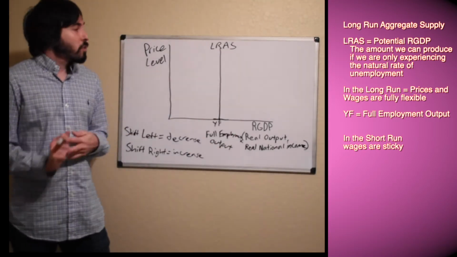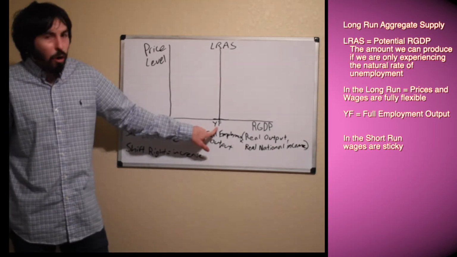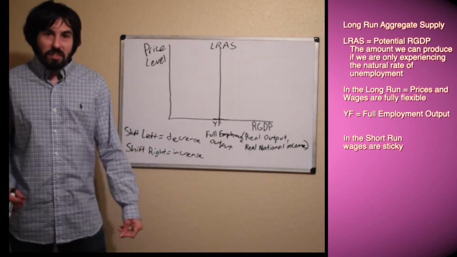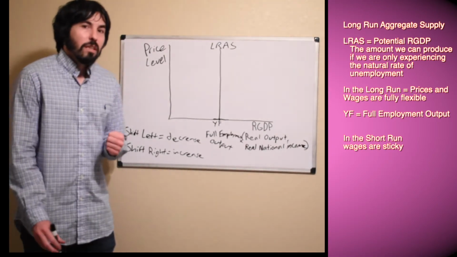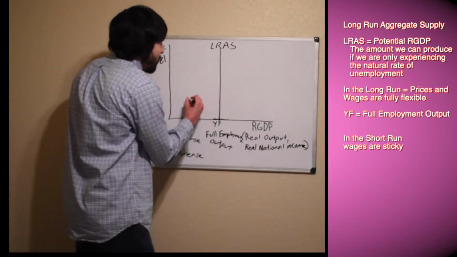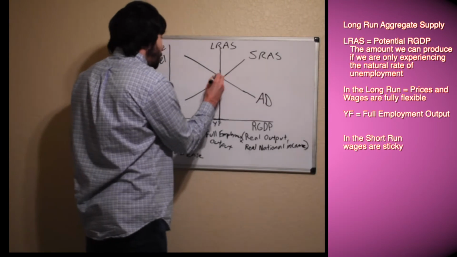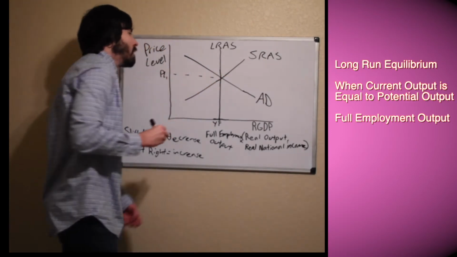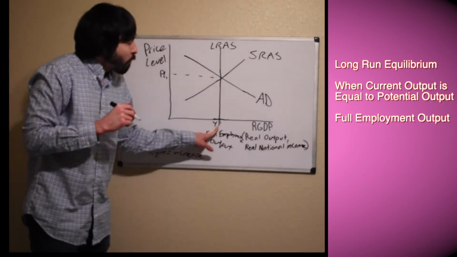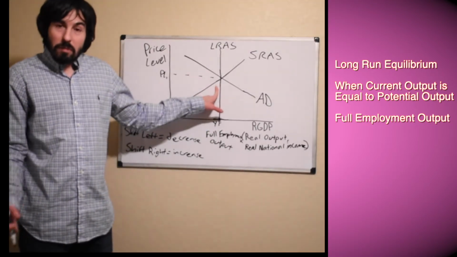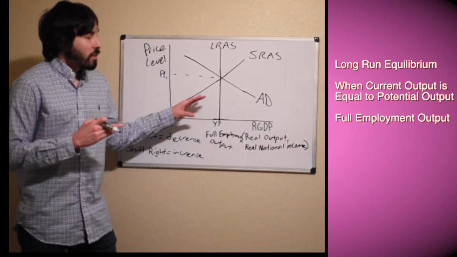All right, so again, the long run aggregate supply curve represents our output at full employment. That's why the F's there. This is how much we could make if we were experiencing only the natural rate of unemployment. When we're at full employment, we're in what's called long run equilibrium. This is our price level, the expected inflation if we're operating at our long run equilibrium, experiencing only the natural rate of unemployment.